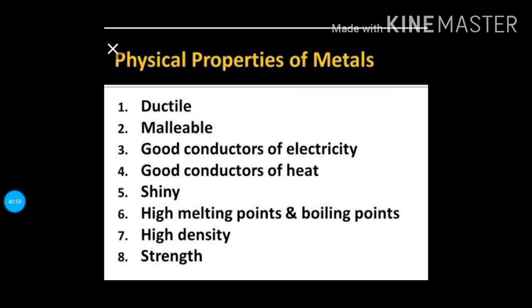Okay, and the next property of metals is strength. The property which allows a substance to bear a lot of strain without breaking is called tensile strength, and all metals have high tensile strength. Iron is a good example. That is the reason we use iron in the construction of bridges, because iron has a high tensile strength.